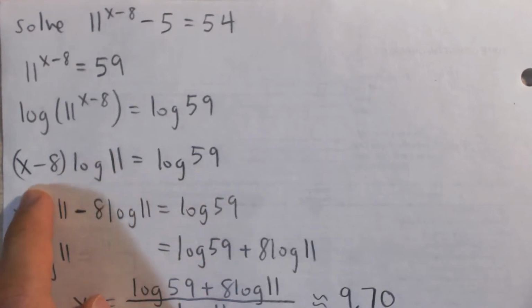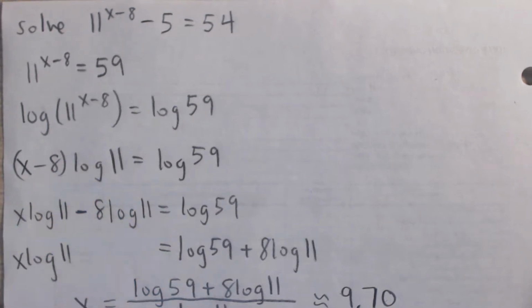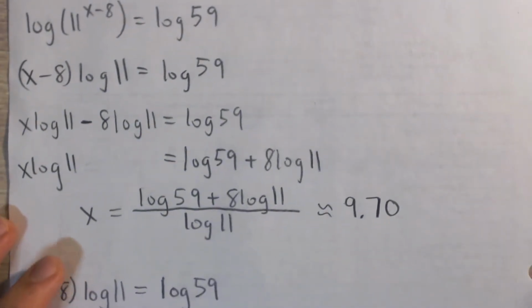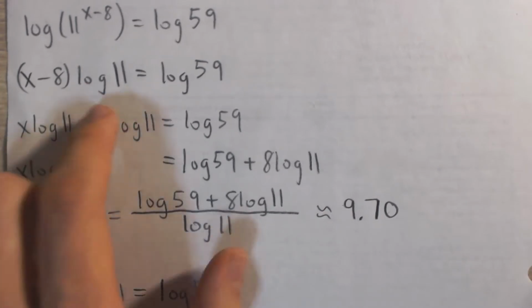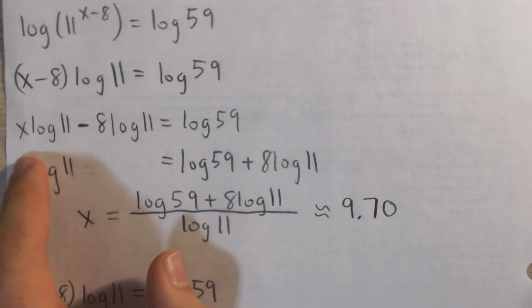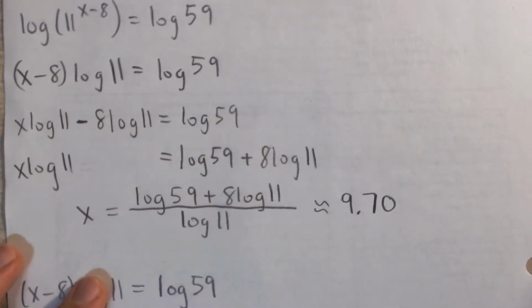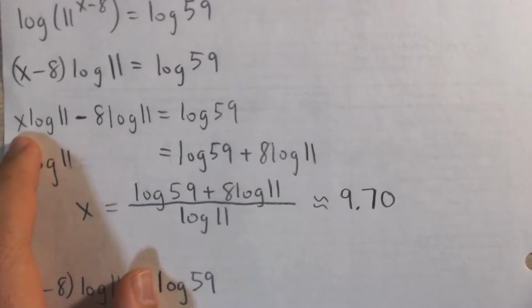And now we have this. You can see it's almost a linear equation. You just have a bunch of constants and x times x minus 8. There are two ways we can go from here algebraically. I'll go through the first way, in which we distribute the log 11 to both terms, the x and the negative 8. So we have x log 11 minus 8 log 11 is equal to log 59. Now we only have one instance of x, so all we have to do is move around some terms, divide by log 11, and we should be good.